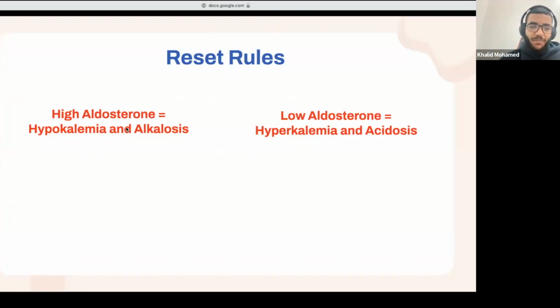So just memorize one of them, and the other one will be the opposite. So memorize only this, or only this, and from there you can figure out everything. You can figure out the mechanism of action of aldosterone. You can figure out what aldosterone causes, either hyper or hypokalemia, and so on. Okay, and you can also link it with hydrogen secretion or absorption through alkalosis or acidosis.